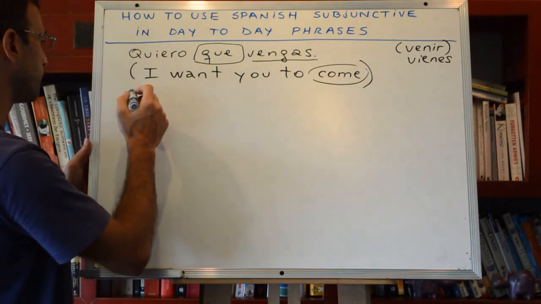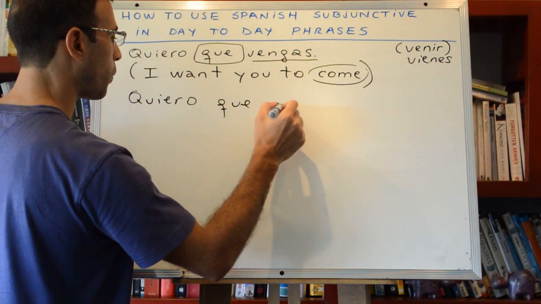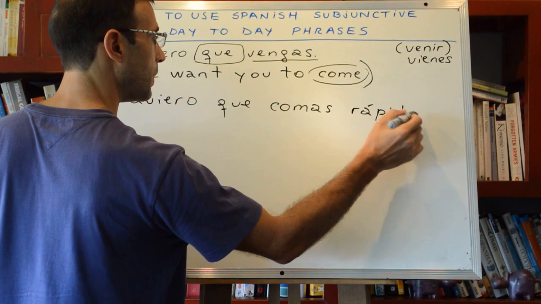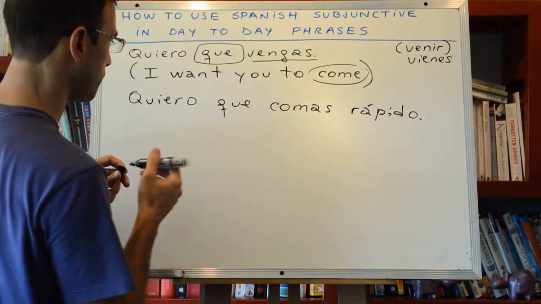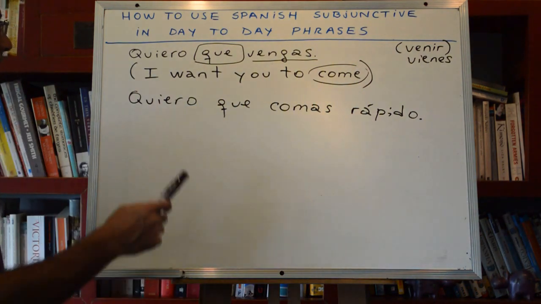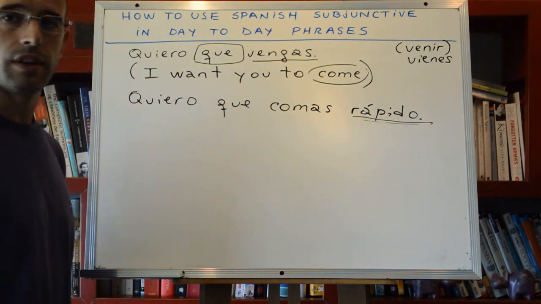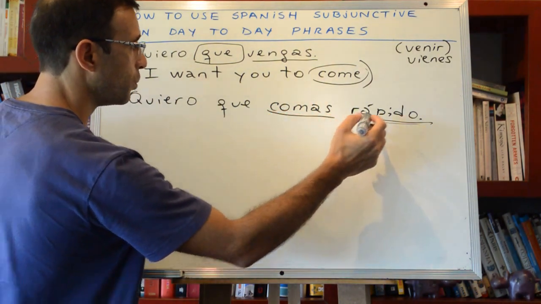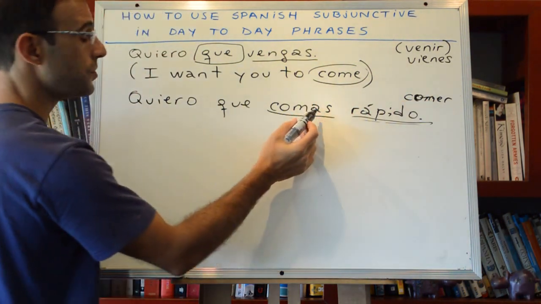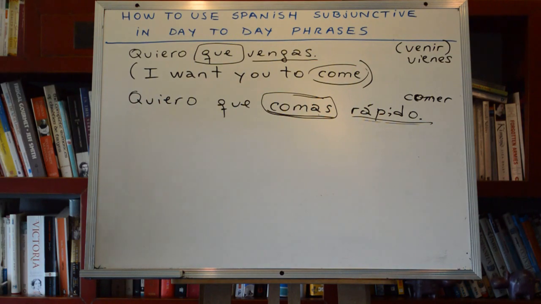Like another example. Quiero que comas rápido. Quiero que comas rápido. I want that. Or I want you to eat fast. Quiero que comas rápido. Rápido means fast. So this is not the verb, but the verb comer, to eat, right? Comer. Here it is conjugated in the subjunctive mood, right? I want you to eat fast.